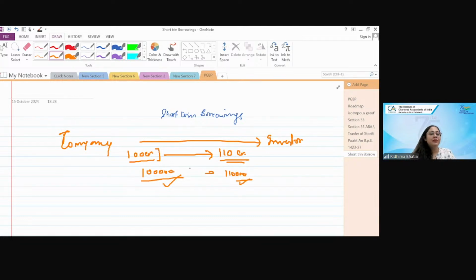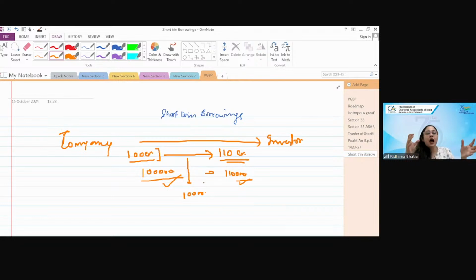Now, from the company perspective, friends, this 10,000 per bond is an expense. The expenditure is basically the interest which they are paying, because they are getting less money and they are repaying extra money. So that spread or difference of 10,000 is actually the expenditure for the company.